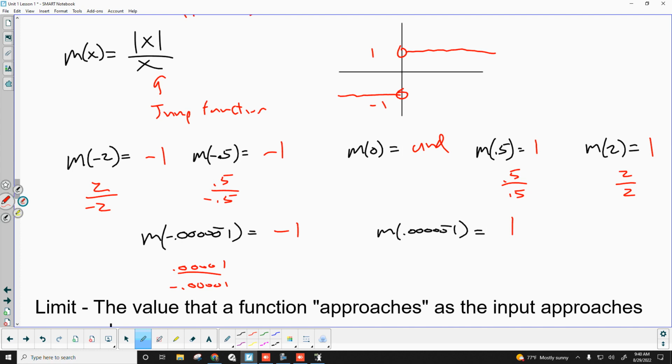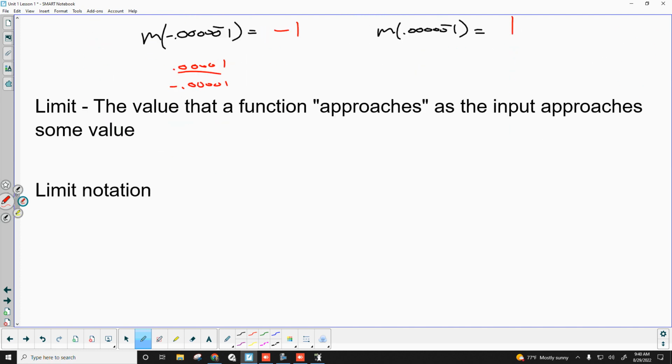Cool. What you guys just answered, using these 0.999s and these 0.001s, is you showing that you kind of already understand the concept of a limit. Okay? A limit is a value that a function approaches.